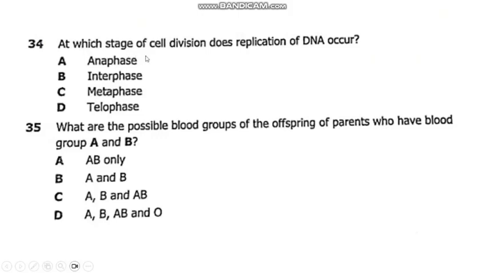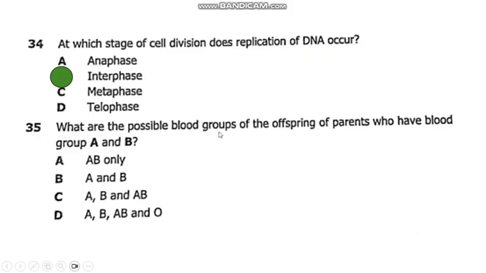At which stage of cell division does replication of DNA occur? A, anaphase. B, interphase. C, metaphase. D, telophase. So replication of DNA occurs at the interphase. So the correct answer is B. We come to question 35.